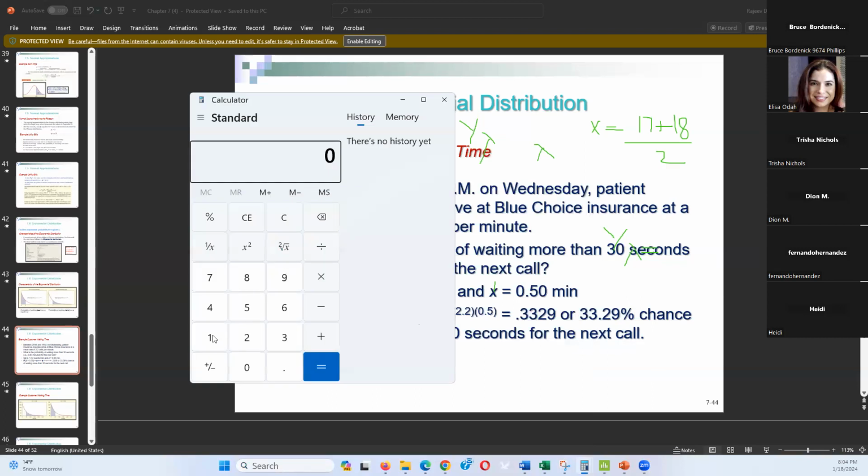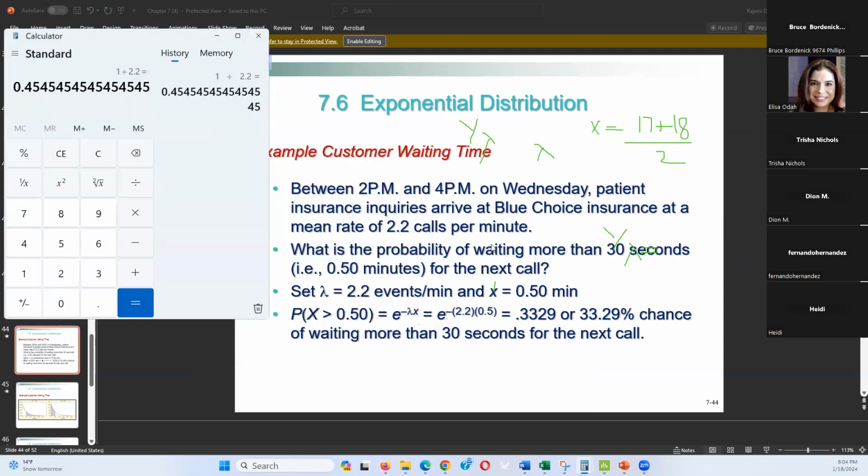So 1 divided by 2.2 is 0.4545. So basically we got this value. Now the question is, what is the probability of waiting more than 30 seconds? This is given in minutes, and we are looking for seconds. So seconds can also be converted into minutes. 30 seconds is 0.5 minute.